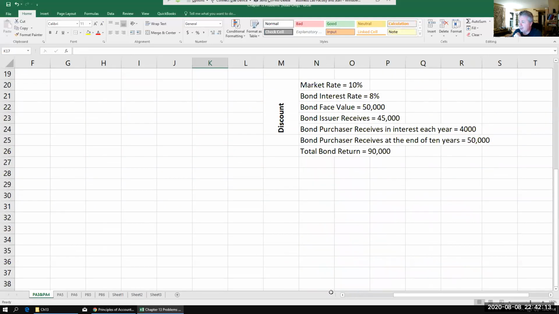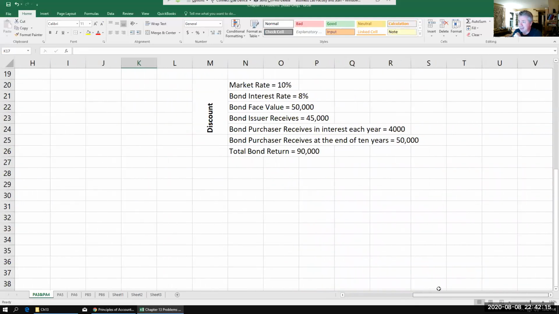When you have a bond that is discounted. Could be any number of reasons for this. Here we have a market rate of 10%, but we're issuing, again, our 50,000 10-year bond at 8%.